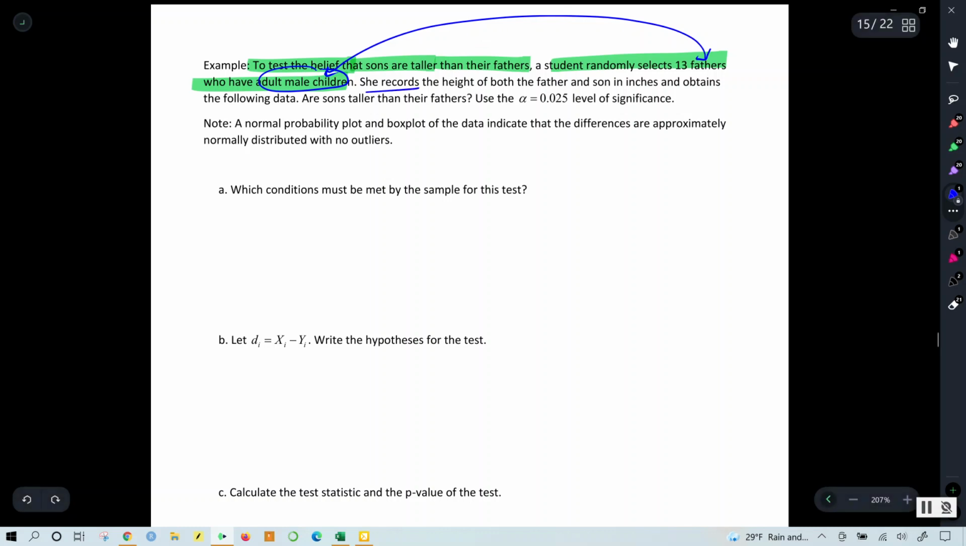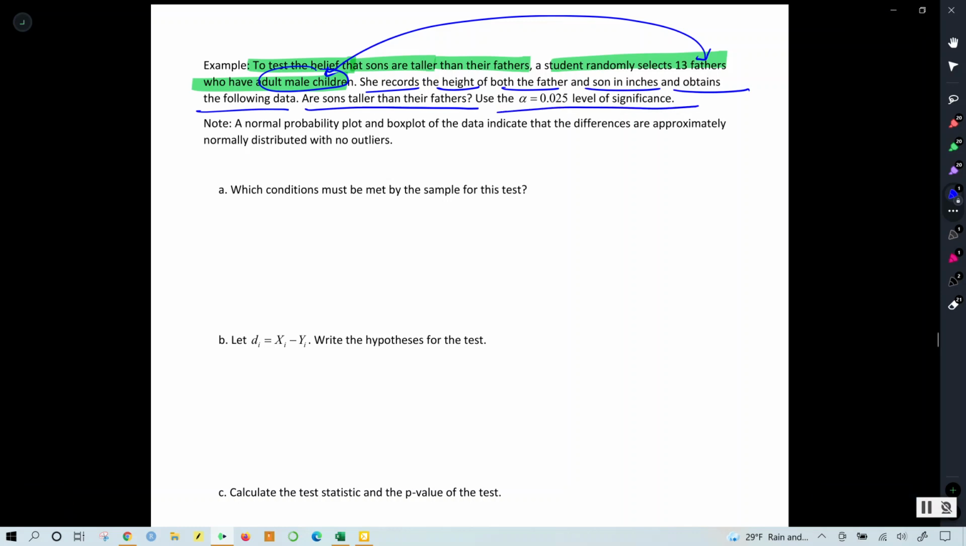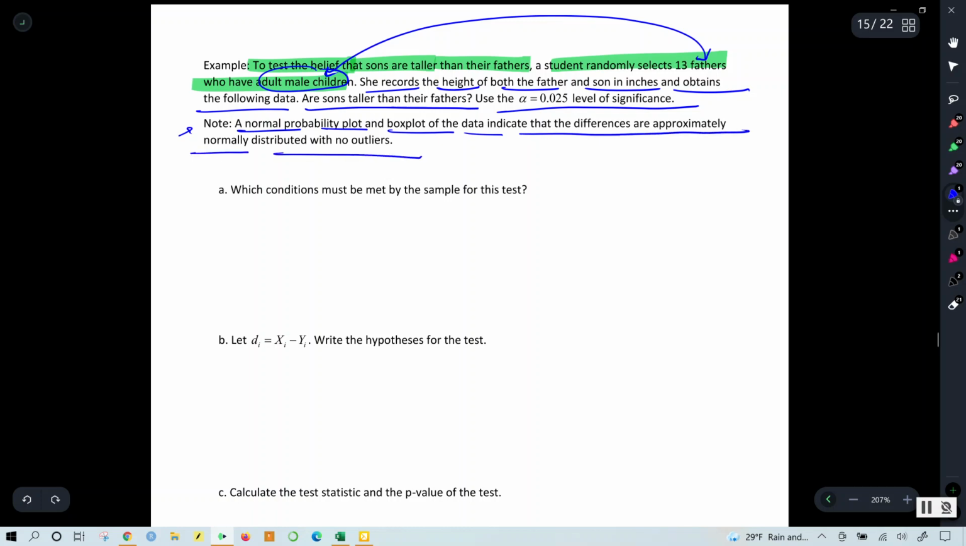Then she records the height of both the father and son in inches and obtains the following data. We'll see that soon. Based on that data, can we conclude that sons are taller than their fathers? Use alpha equals 0.025 level of significance. Note, a normal probability plot and box plot of the data, we're told, indicate that the differences are normally distributed with no outliers. Since that is the case, we don't need to check that anymore.